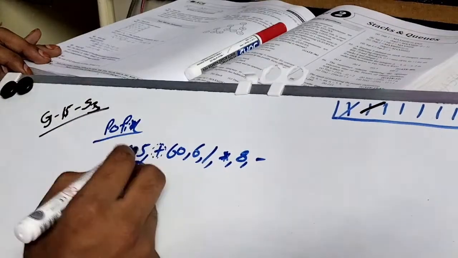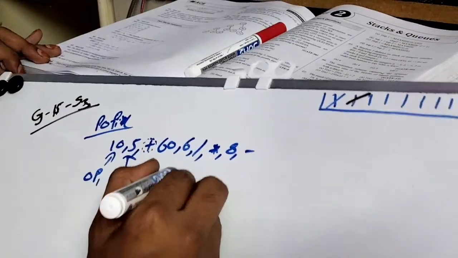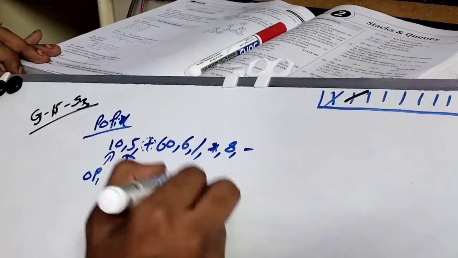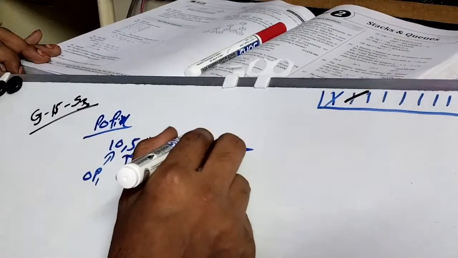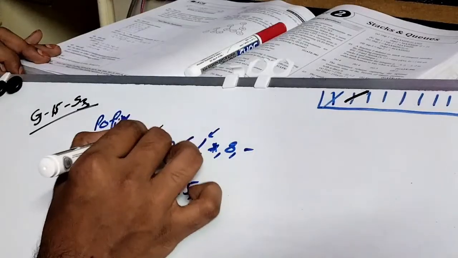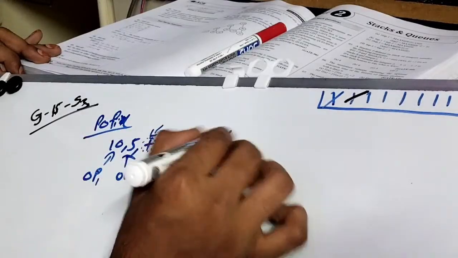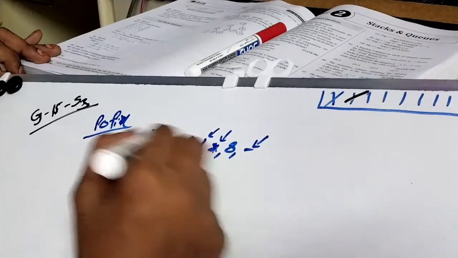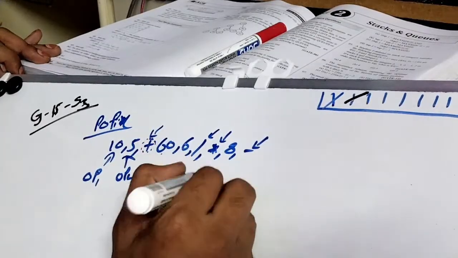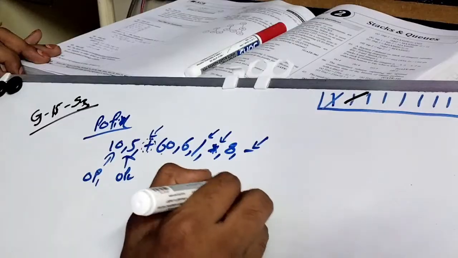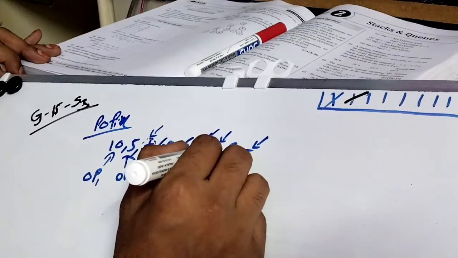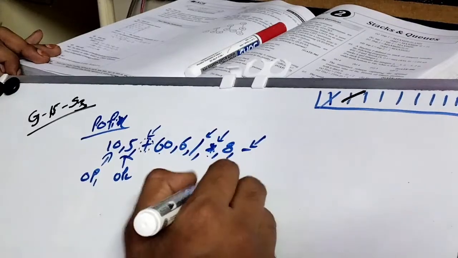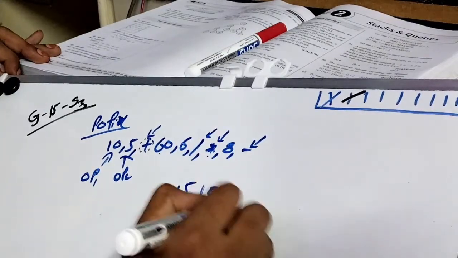So let's do this. 10 plus 5 will become 15, and we have 60. Let's leave 60 as this. Here there is an operation: 60 divided by 6, what will we get? 10. Okay, 10. Here the operation is multiplication, so it will become 150.